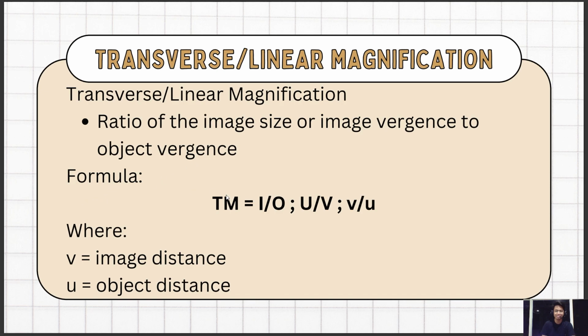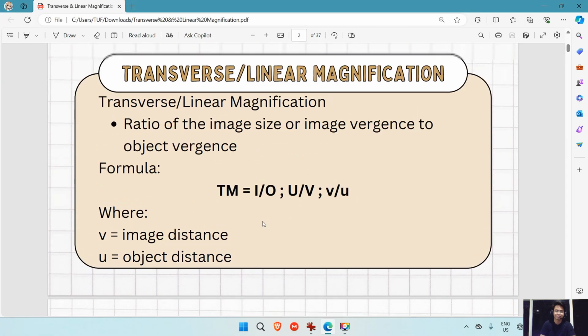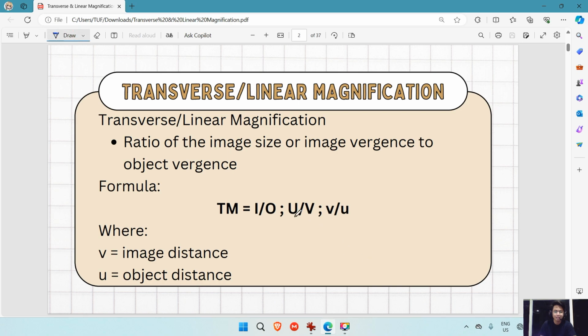So our formula is image over object, which is equal to the dioptric power of the object over the dioptric power of the image. Or it may simply be V over U, where V is our image distance and U is our object distance. Later on in our discussion, we'll get to know how we get these variables.